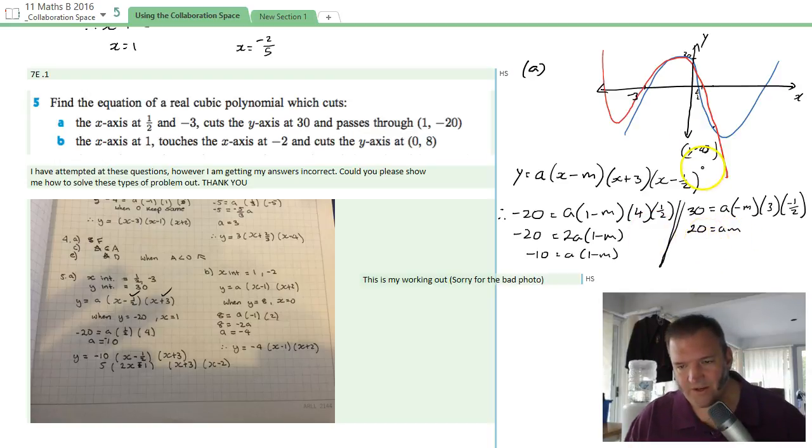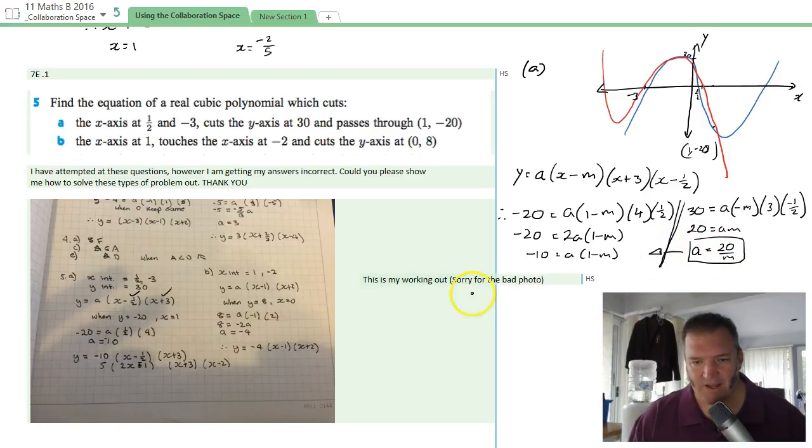Well, there's lots of ways you can do it. I would probably like to do this one divided by the other one and have the a's cancel because that's a lot of fun. You can try that yourselves and that will give you the same answer, but let's just do a bit of substitution because I know that most of us prefer that. So I'm just going to get a equals 20 over m, and I'm going to substitute that into the other equation that I had. So now I've got -10 equals 20 over m times 1 minus m.